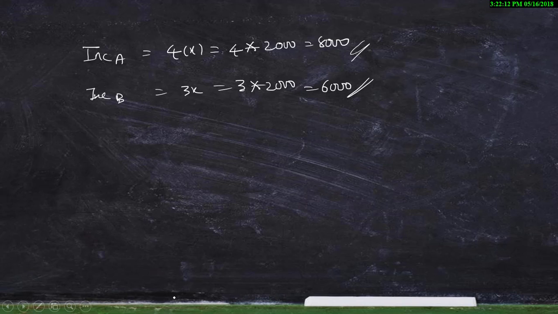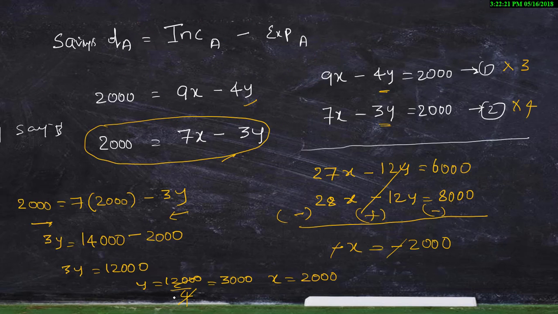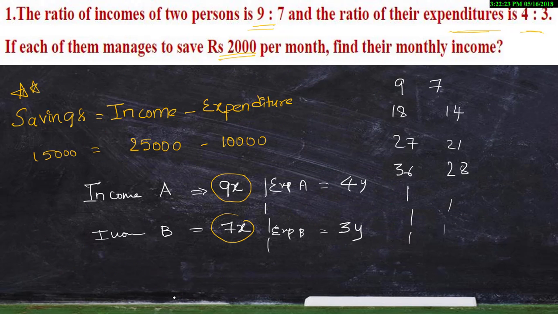So in this way we will solve income, expenditure and savings problems. The one very important hint is that savings is equal to income minus expenditure. That's the only thing you have to know.